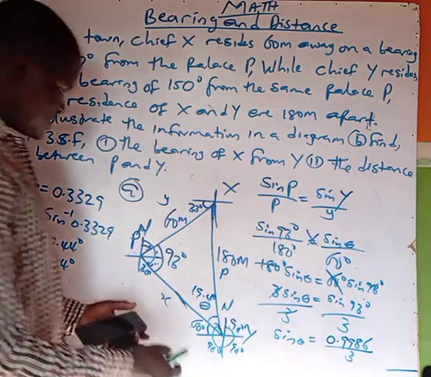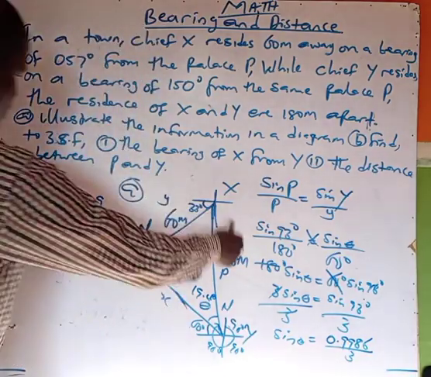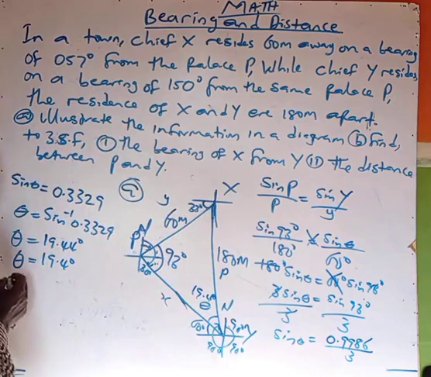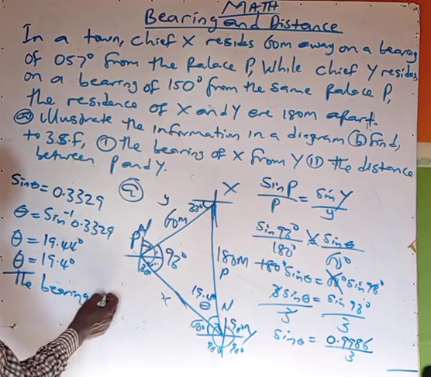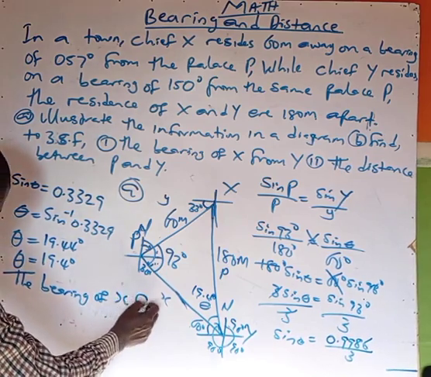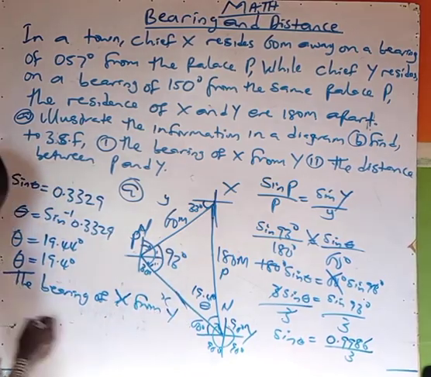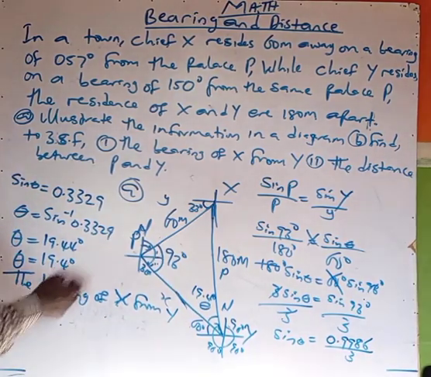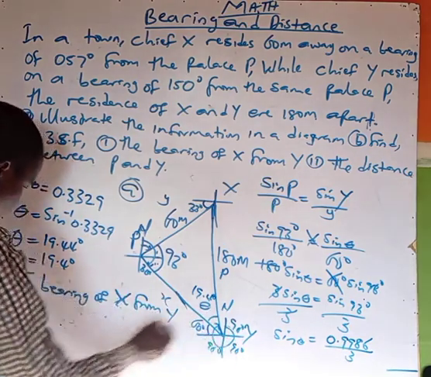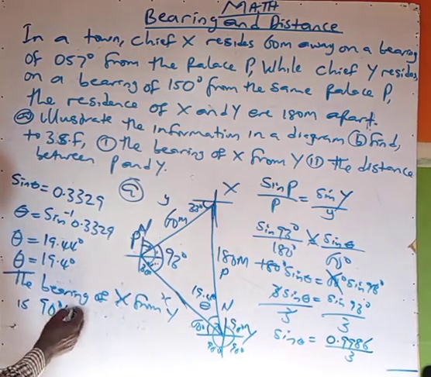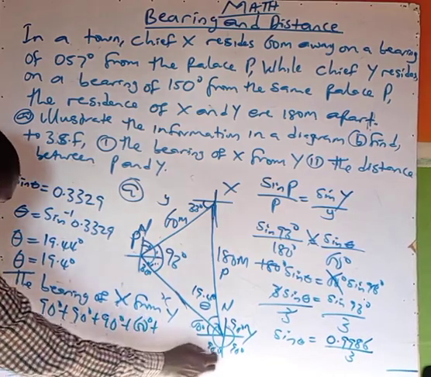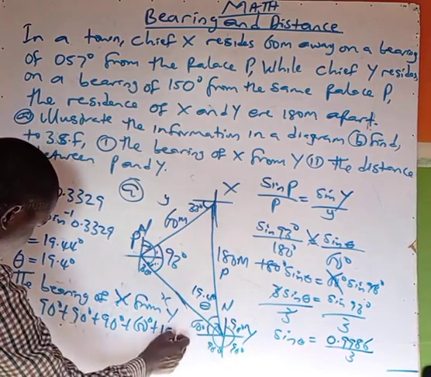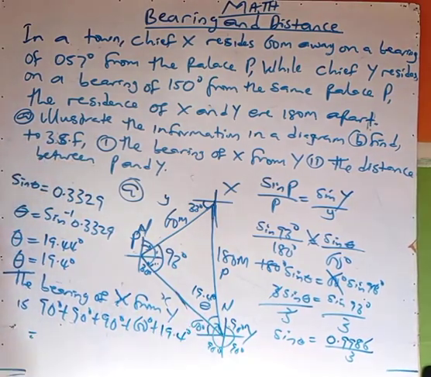So now, what is the bearing of x from y? You write it down. The bearing of x from y is, so what are they? 1, 2, 3, 90 degrees plus 90 degrees plus 90 degrees plus 60 degrees plus that 19.4 degrees. So you add them together. That will be your answer.